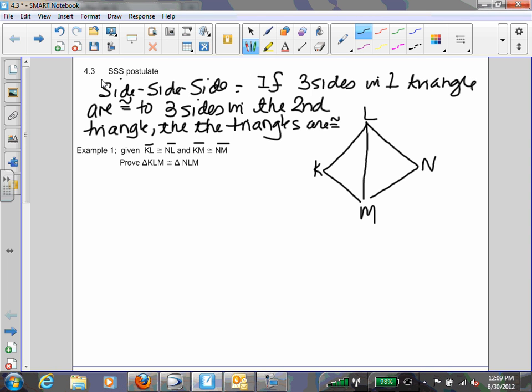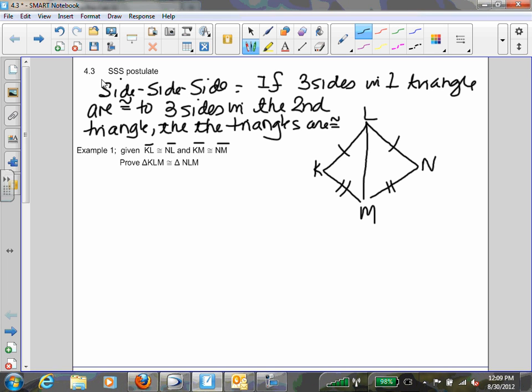There will be a day at the very end where I'm going to give you a sheet with all different types of proofs. And you don't know which postulate you're going to use unless you get in the habit of marking up your triangles. Okay? So, if I tell you that KL and NL are congruent, I want you to show me that on that picture. If I'm telling you that KM and NM are congruent, mark them up differently. You don't want to show that they're all congruent to each other. We just want to show which ones are congruent.